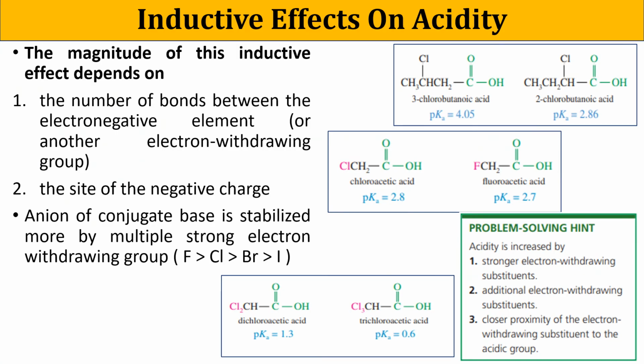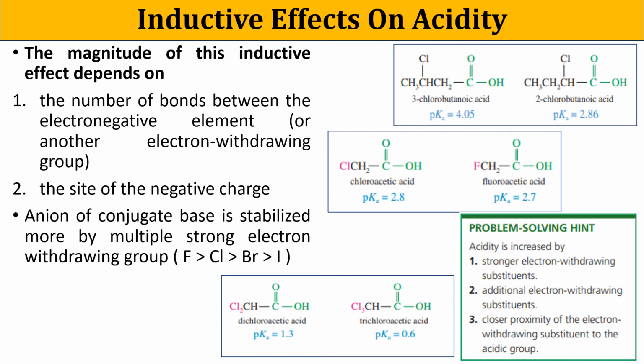Inductive effect on acidity. The magnitude of inductive effects depends on the number of bonds between the electronegative element or another electron withdrawing group and the site of negative charge. Note how adding a chlorine atom to butanoic acid increases its acidity. The effect is larger if the chlorine atom is closer to the acidic group.